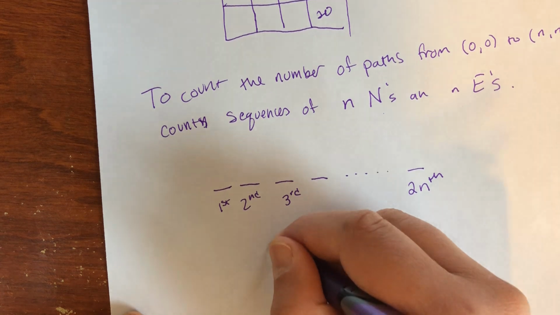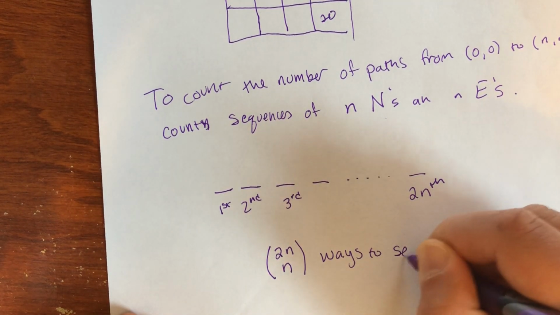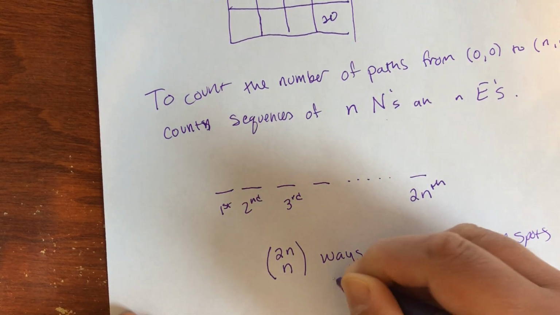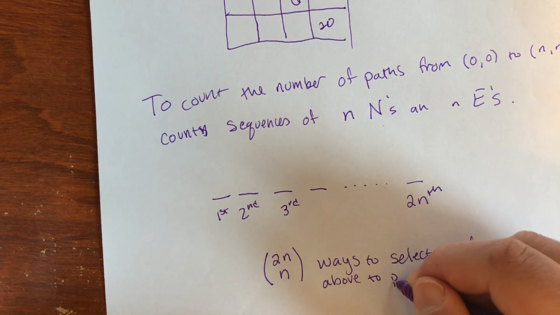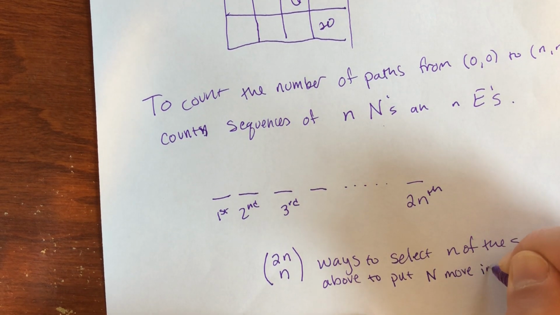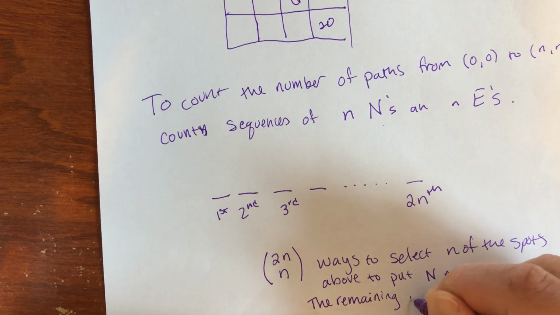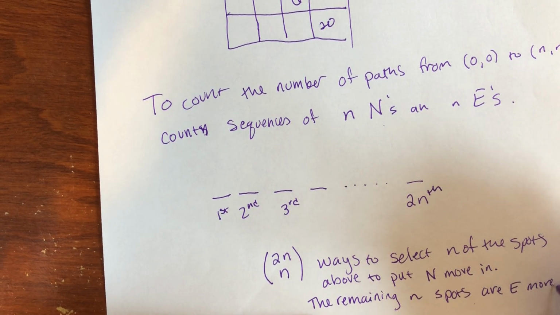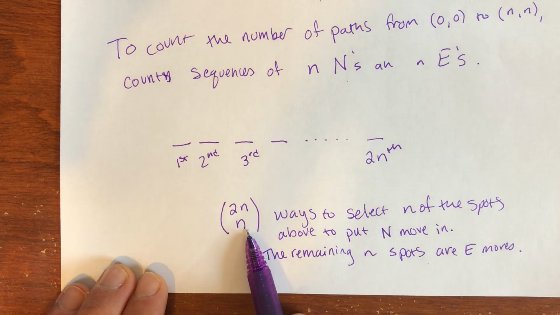So we can see then that there's 2n choose n many ways to select n of the spots above to put a north move in. The remaining n spots are east moves. And so there's 2n choose n many paths total.